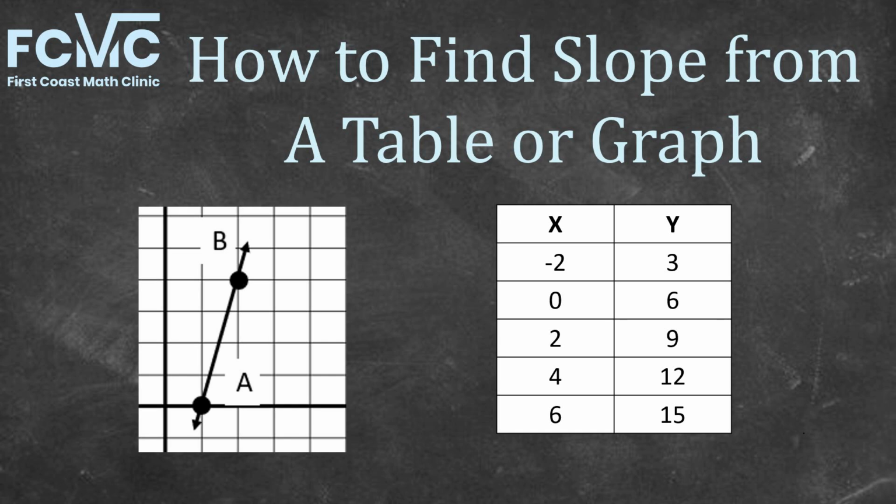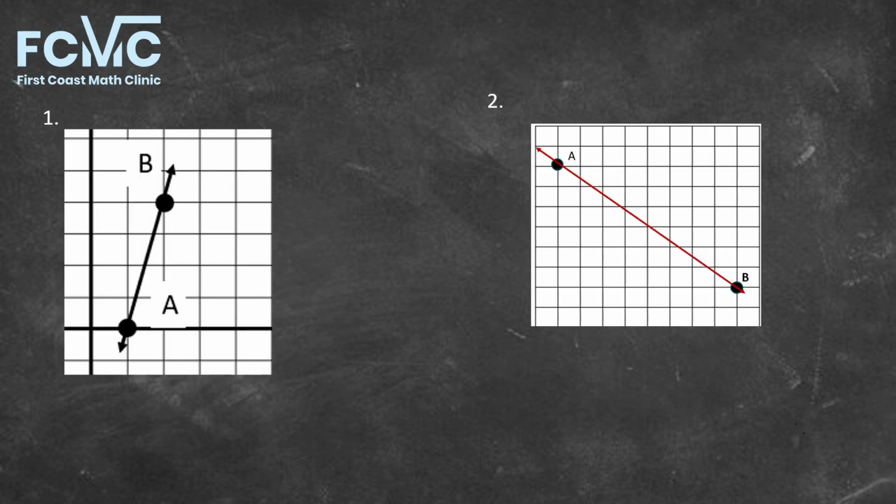In this video, we're going to go over how to find the slope of a line from a table or a graph. Let's get into it. So let's start by finding the slope of some graphs. And we remember the letter that we use to represent slope is m, and slope is a ratio.